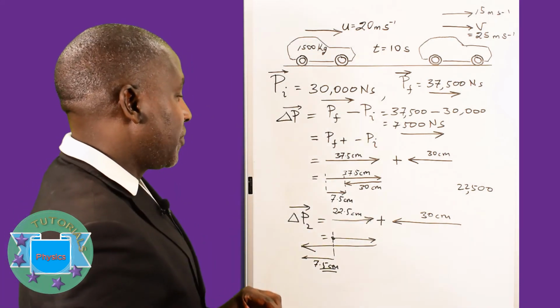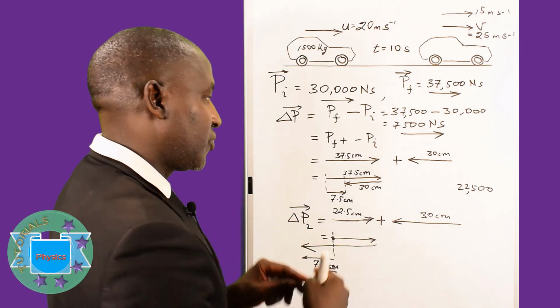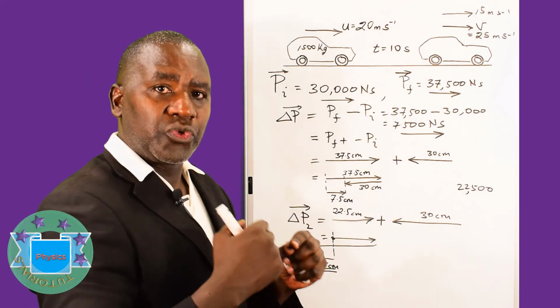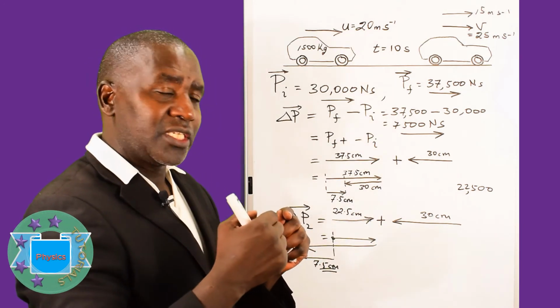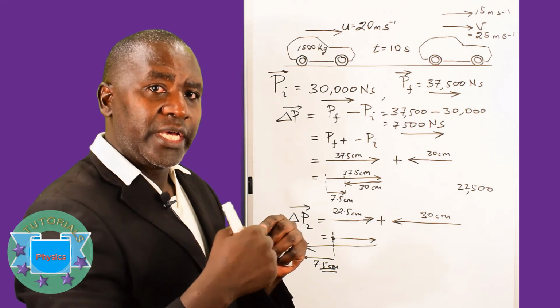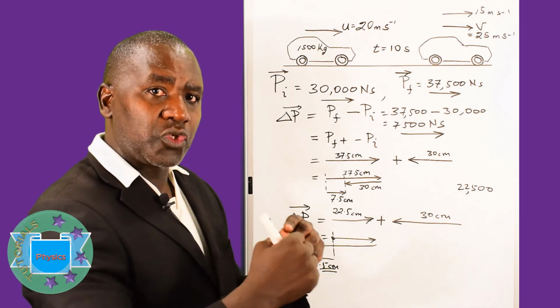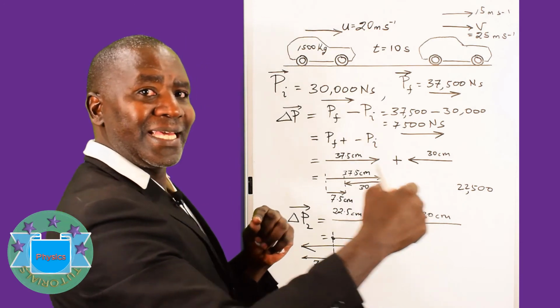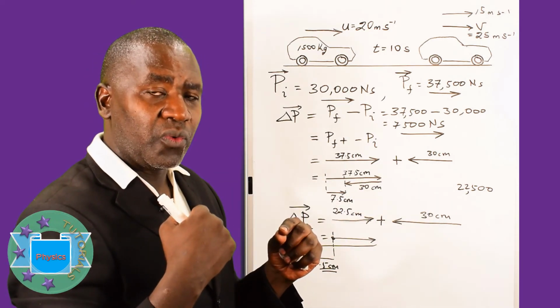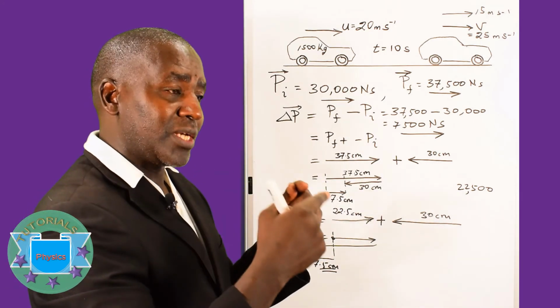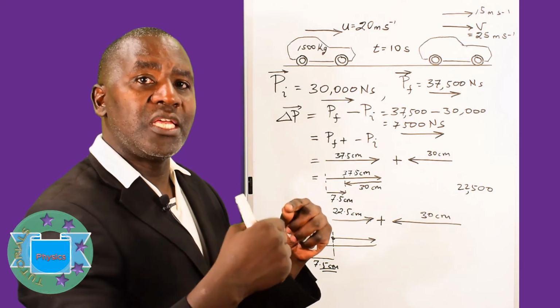In the next example, we are going to look at a situation like this, but it is a situation where we have an object, like for example, a tennis ball. It is moving towards the wall. It moves to the wall, hits the wall, and then bounces from the wall. We want to be able to calculate the change in momentum.